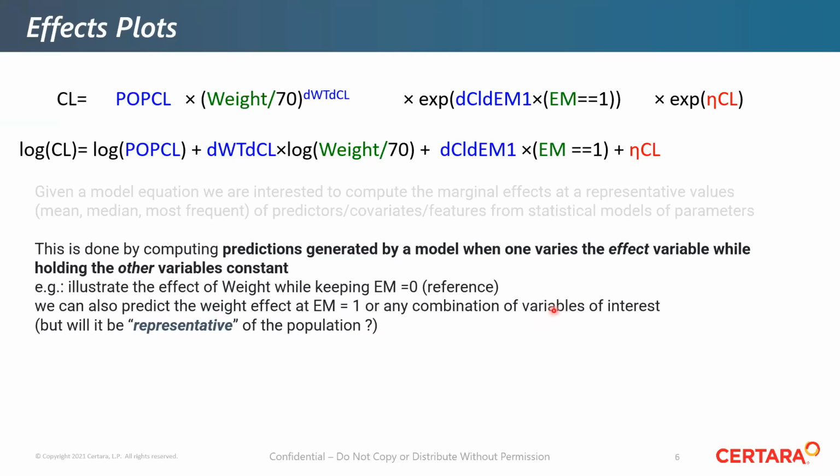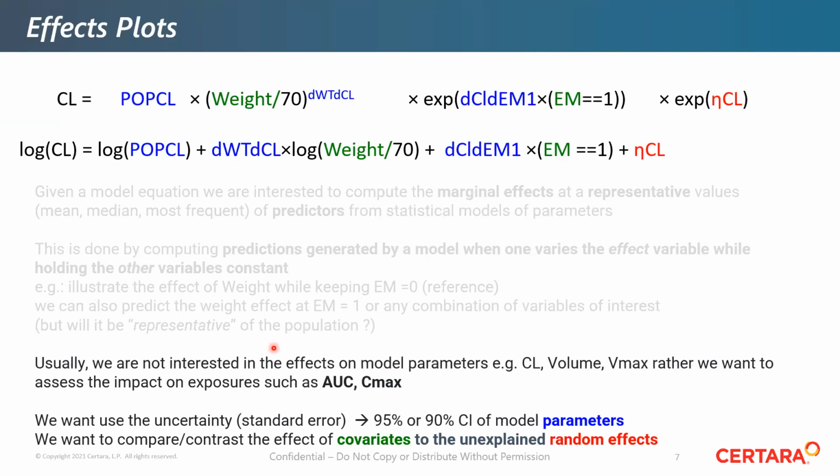One can also compute the effect for combinations of covariates. Say, what happens when weight equals 50 and EM equals 0 or 1, and so on. But then the question is, will it be representative of the population? As I mentioned earlier, in pharmacometrics, we can compute the effect on clearance and on volume, but clinically, it's more interesting to study the impact on exposures, say AUC or Cmax or Cmin.